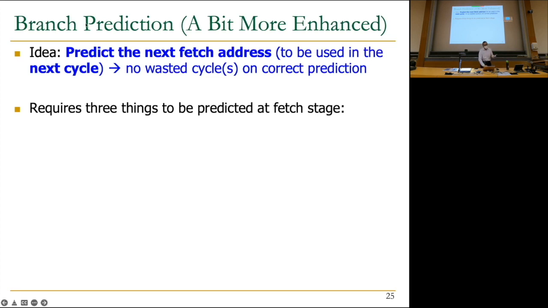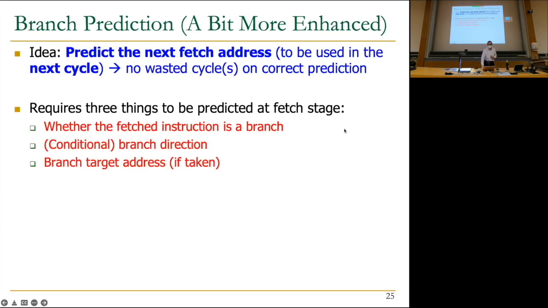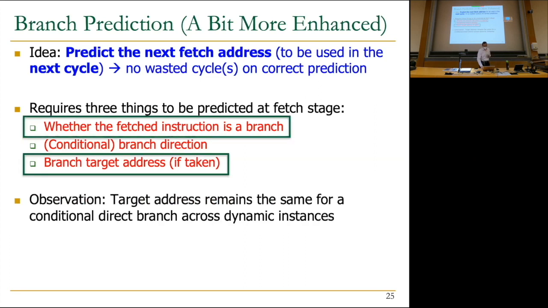Right? So this requires 3 things to be predicted at the fetch stage, not just one thing. Whether the fetched instruction is a branch, what is the direction of the conditional branch, and the branch target address, if the branch is going to be predicted taken. So you need to know all these 3 things. So we're going to talk about these 3 things. Actually, 2 of these things can be remembered from past executions of the branch. Basically, the target address remains the same for a conditional direct branch across dynamic instances. So this is good to keep in mind. This is true for unconditional branches also. Well, this is true for calls also. For indirect branches and returns, this is not true.